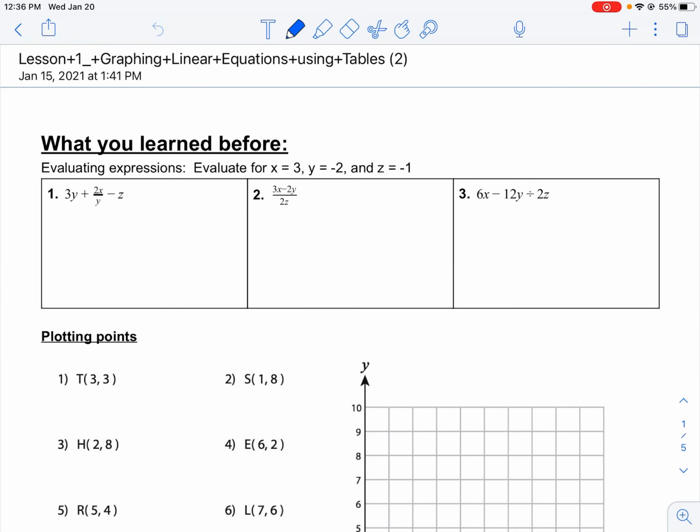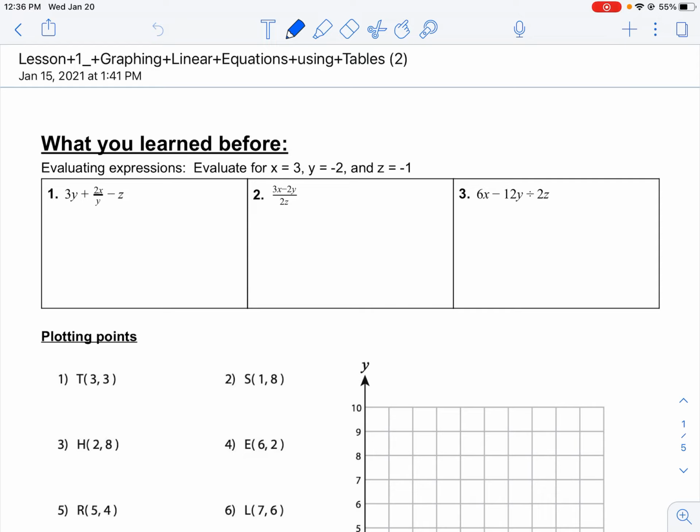Okay, so in today's lesson, we're going to do a two-part lesson: what you learned before, and then what you're going to learn now for lesson one. In the what you learned before, I'm going to go through some of it, but honestly, because you've learned it, you should know how to do this.